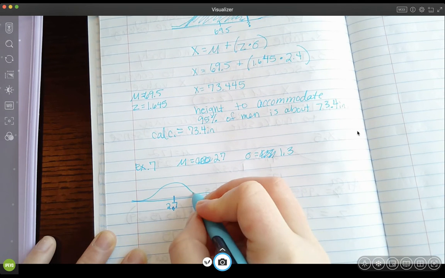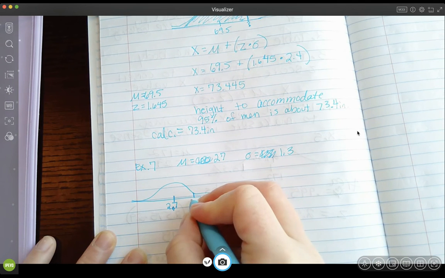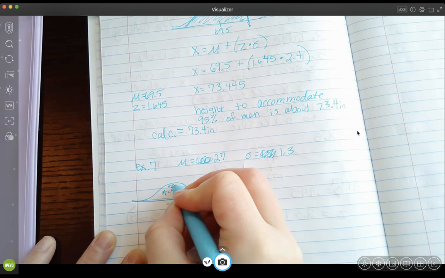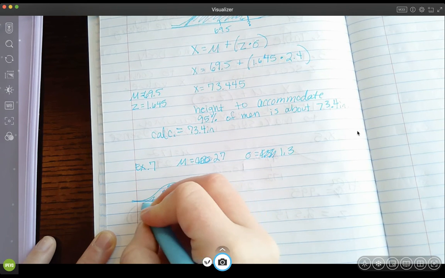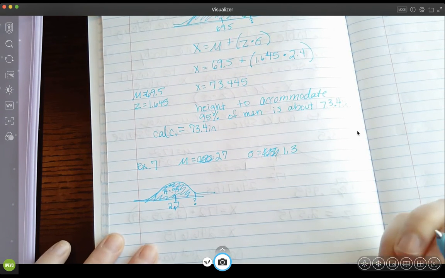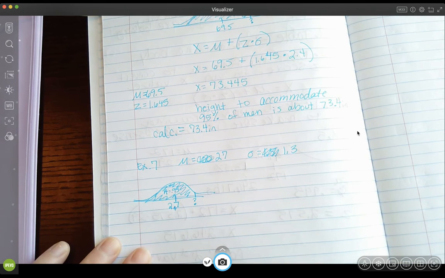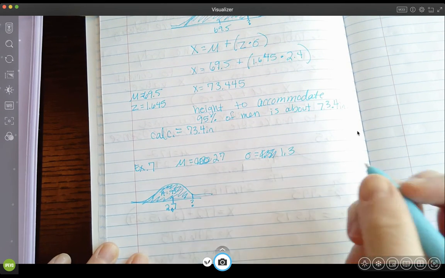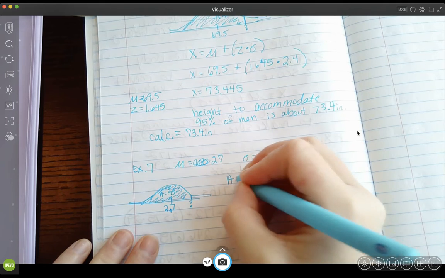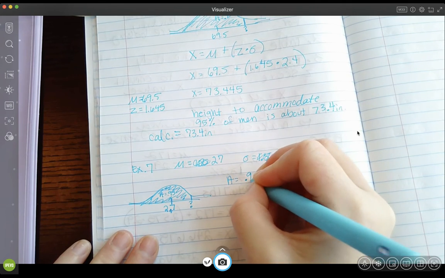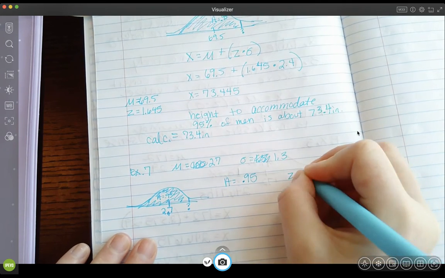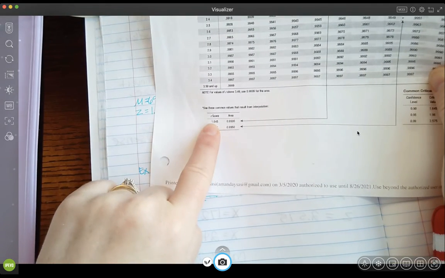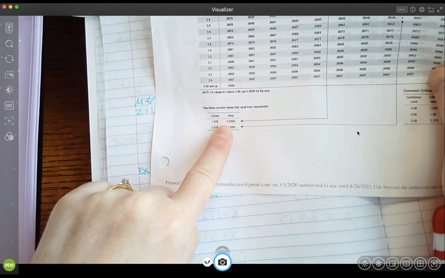And we want the 95%. We don't know what this is, but we know that the area is 0.95. So 95% is the majority of women who will be able to reach without moving. So we need to find our z-score. If it's 95%, our z-score, again, is the same thing, 1.645 for 95% of the area.